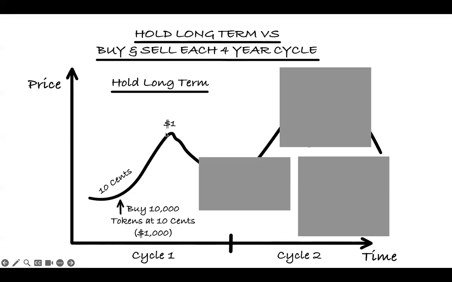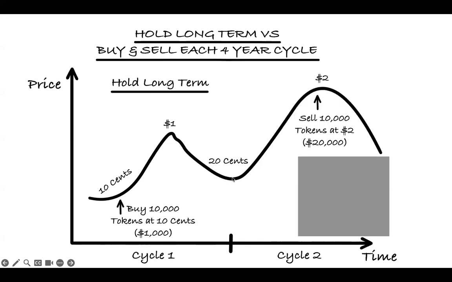Let's say it does a 10x on that altcoin and it reaches $1 in price. But then what's going to happen, and quite often this happens with a lot of altcoins, is they'll reduce 80%, sometimes more. So it goes down to 20 cents. But if we held, a lot of the time, if this is an altcoin on a longer-term scale and we go into cycle 2, we can then sell those 10,000 tokens at $2, say, at $20,000, a 20x gain. So that's a 20x gain if we do it over multiple cycles.